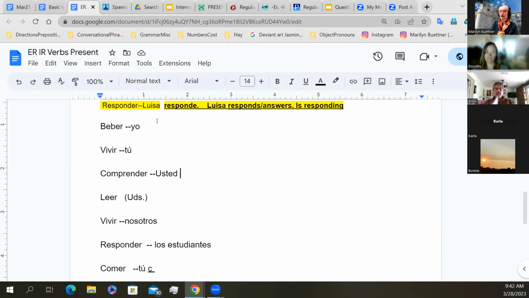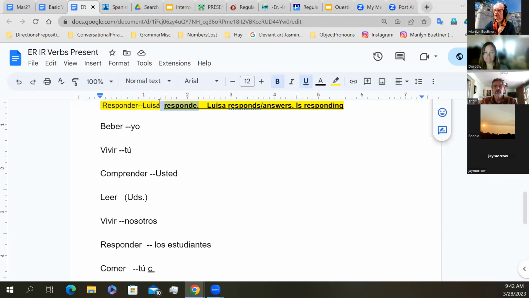responder. Our subject, the person for whom we have to conjugate, is going to be Luisa, right? So we're talking about one person, happens to be a gal, but that kind of doesn't matter. One person, we use that third person singular as if it were ella, she. To change that verb responder so that it works with Luisa, it becomes Luisa responde. Luisa responde. And what it means is Luisa responds, Luisa answers, Luisa is responding, because responder means to respond or answer. Okay? So we're going to conjugate the verb.